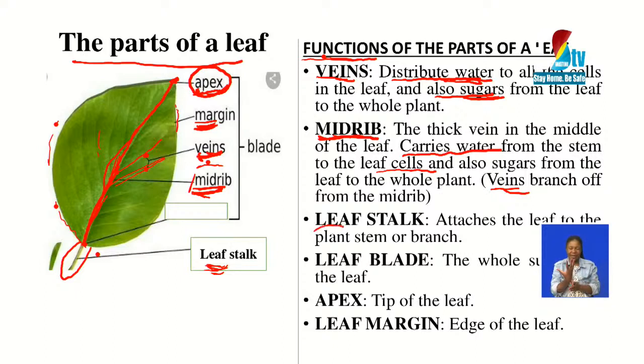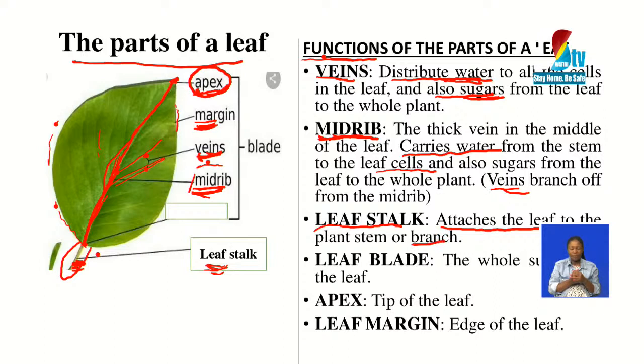So, the leaf stalk attaches the leaf to the plant stem or branch. This leaf stalk attaches the leaf to the plant or branch, which means a leaf is attached to the plant stem. It comes from the stem, so that's why we say it attaches the leaf to the plant stem or branch.